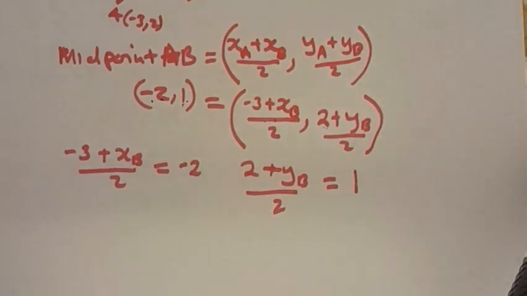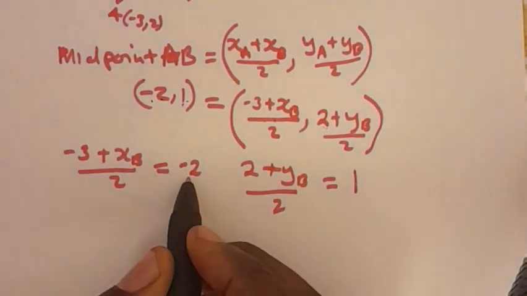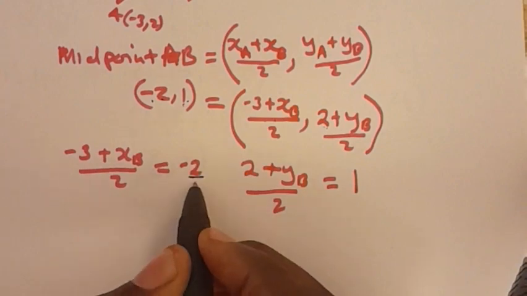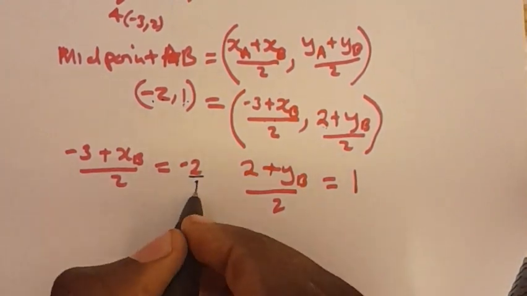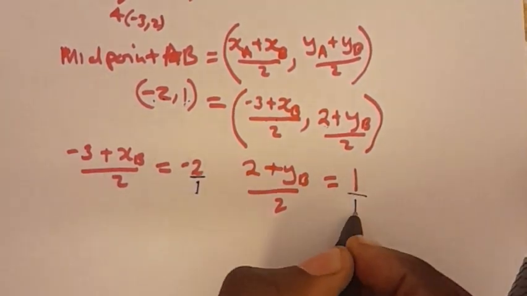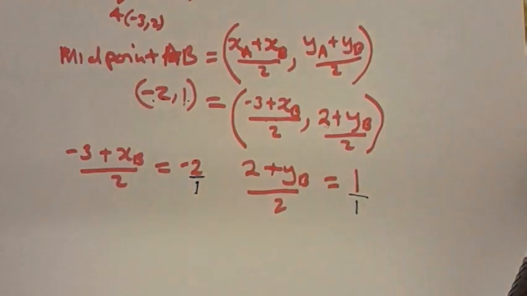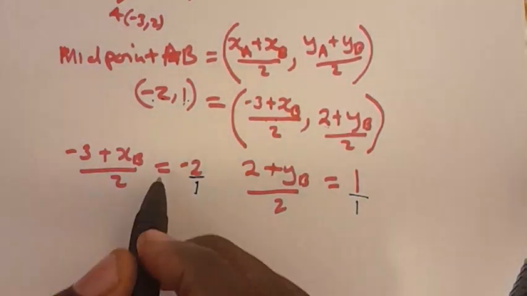Okay. Next, we can actually write this number here as a fraction by putting it over 1, even this one over 1. So we have actually formed equations. So now we can cross multiply.